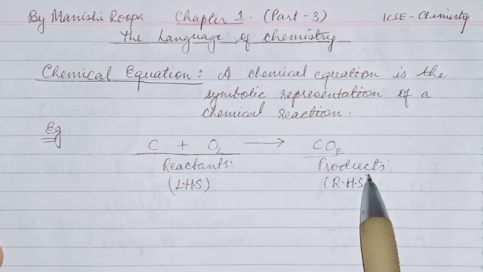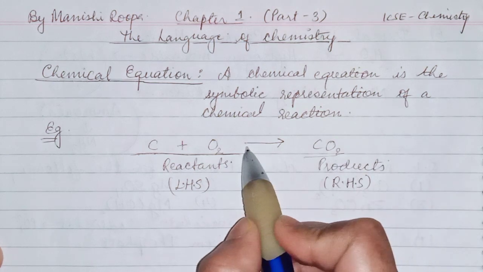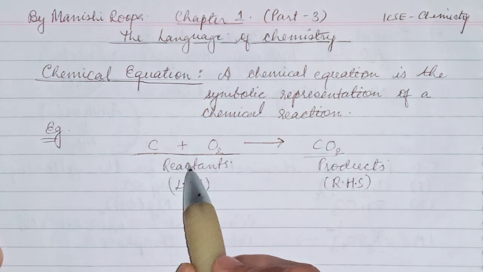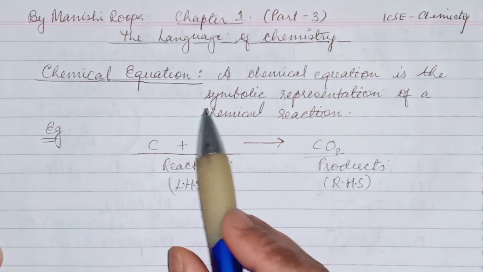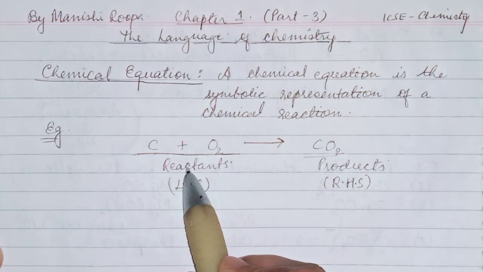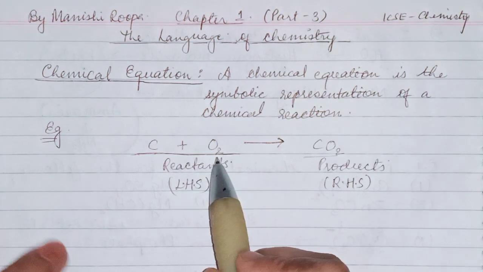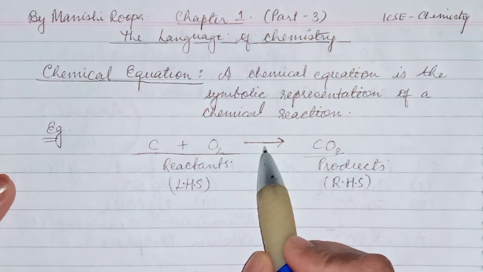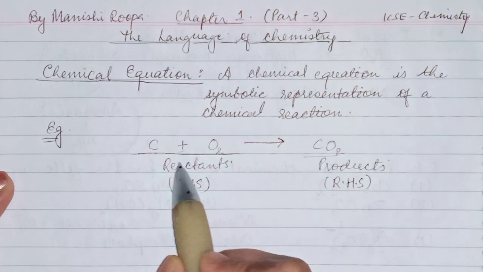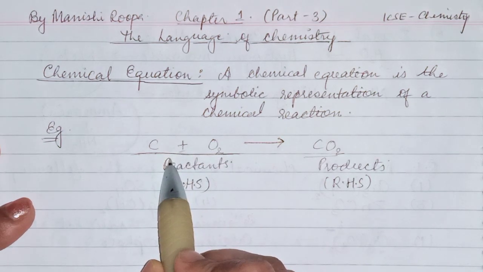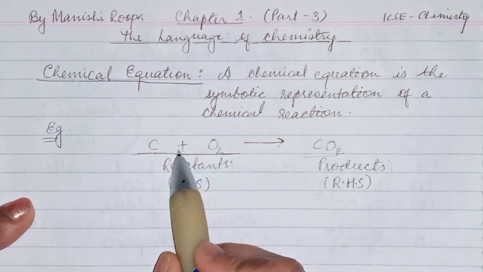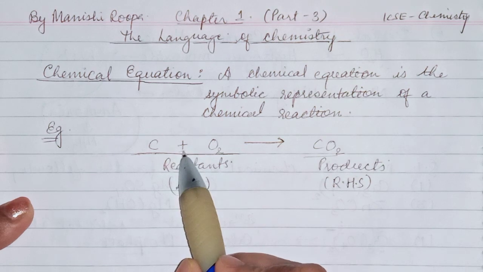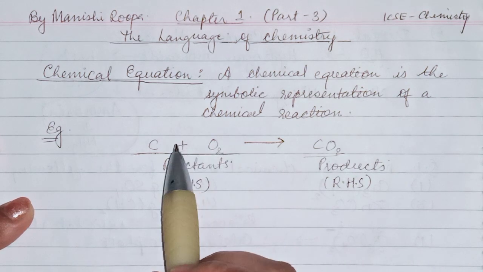These two, reactants and products, are separated by an arrow. The arrow represents that the reaction is proceeding from reactant to product side. And this plus represents that there are many reactants on this side, and each reactant is separated by a plus. We will not use a comma over here, we will use a plus sign to separate the reactants. Clear?